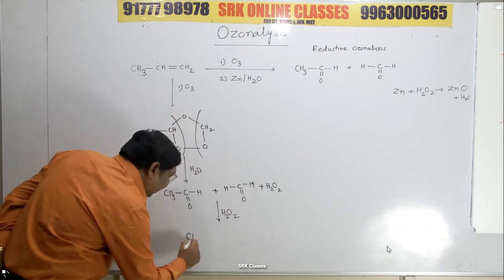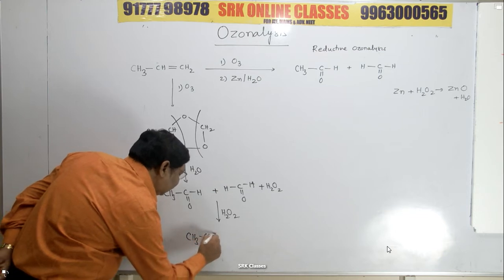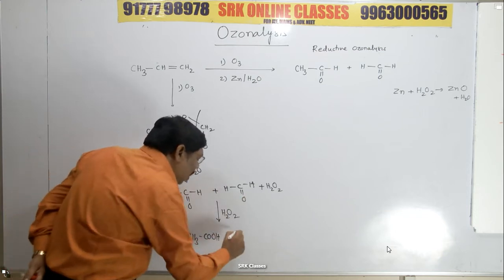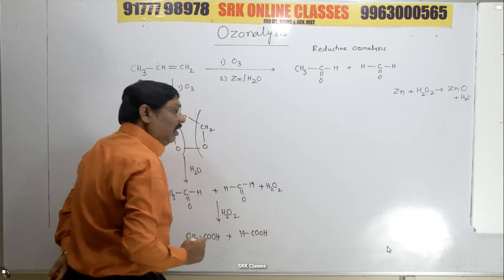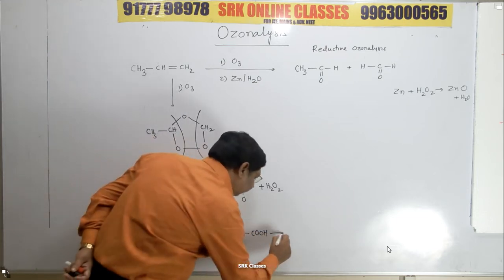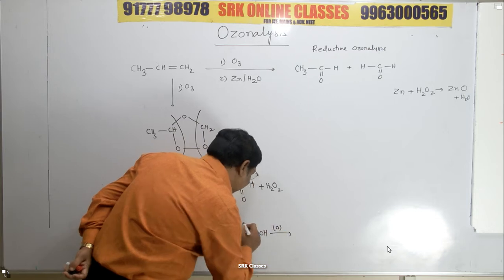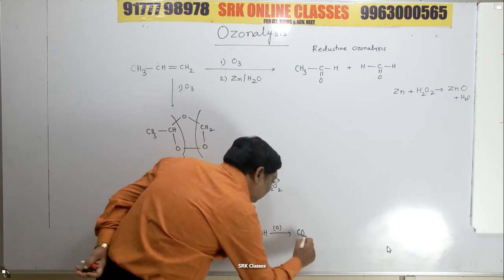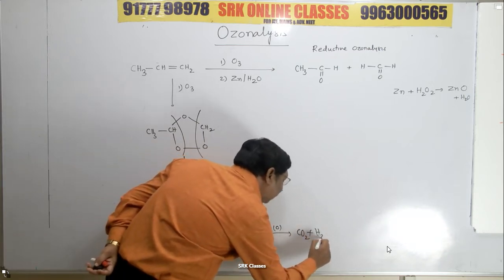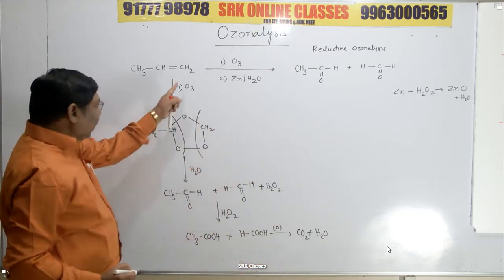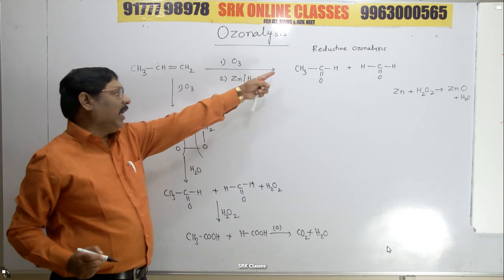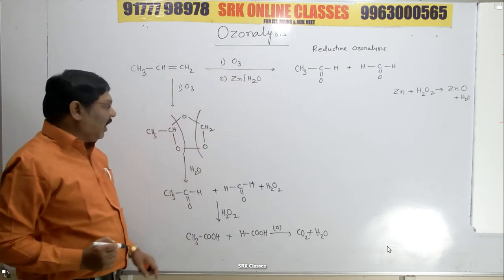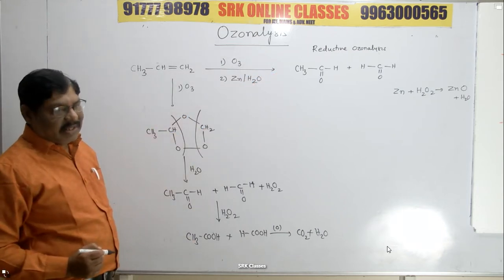We know that hydrogen peroxide acts as an oxidizing agent, which oxidizes acetaldehyde into what? Acetic acid. Formaldehyde will be converted into what? Formic acid. Formic acid further undergoes oxidation with hydrogen peroxide, giving carbon dioxide plus water. So, this is said to be oxidative ozonolysis. First one is reductive ozonolysis, second one is oxidative ozonolysis.